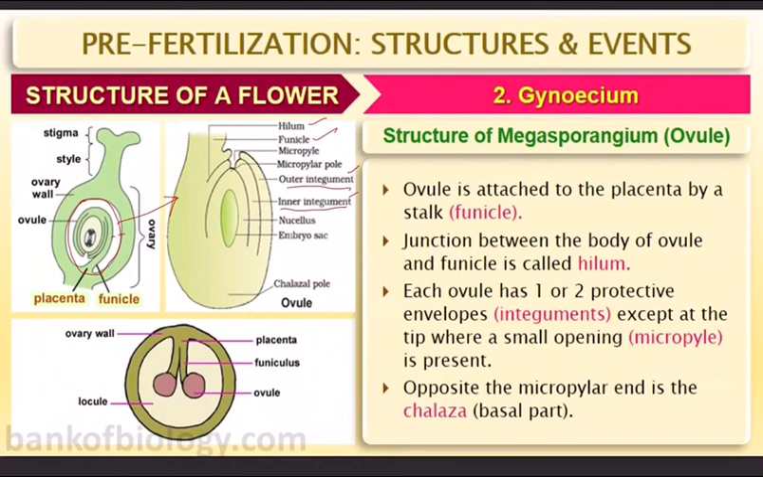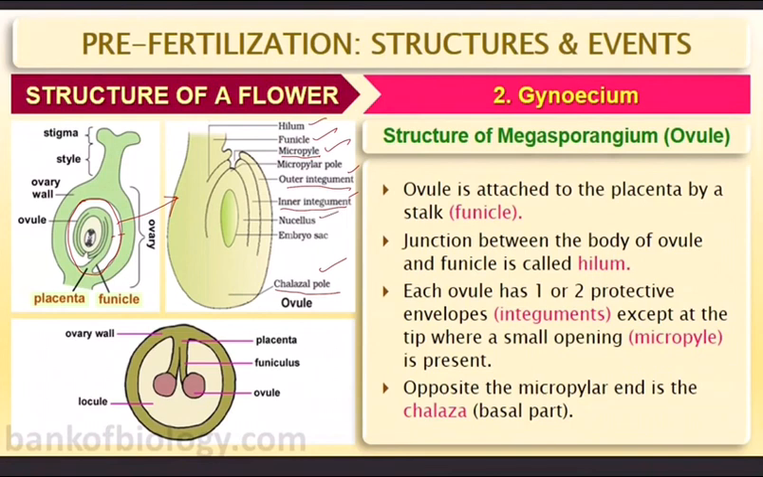Two integuments are there. And then there is a small opening at the tip, and that small opening at the tip is, you must remember this, the micropyle. The micropyle is always present on the top. Opposite to the micropylar end is the chalaza. Look at this, there are 2 poles, north pole and south pole: the micropylar pole and the chalazal pole.